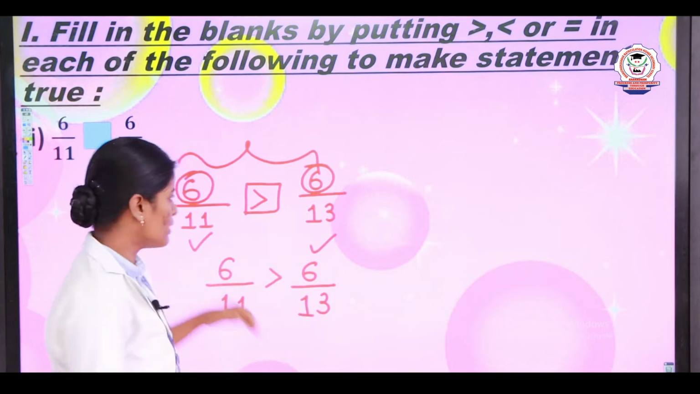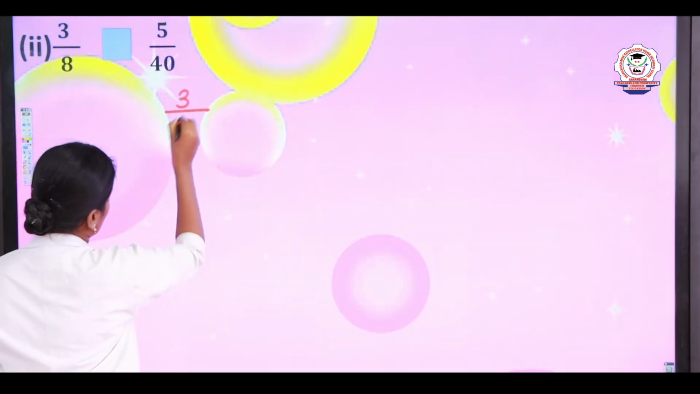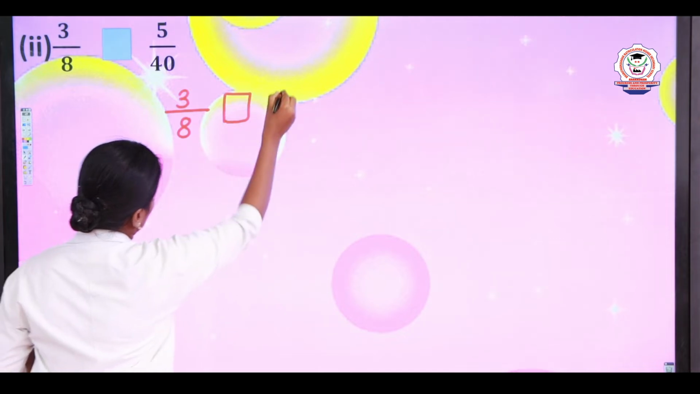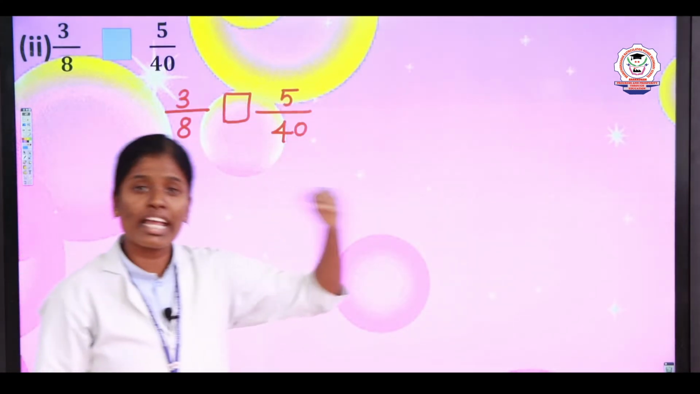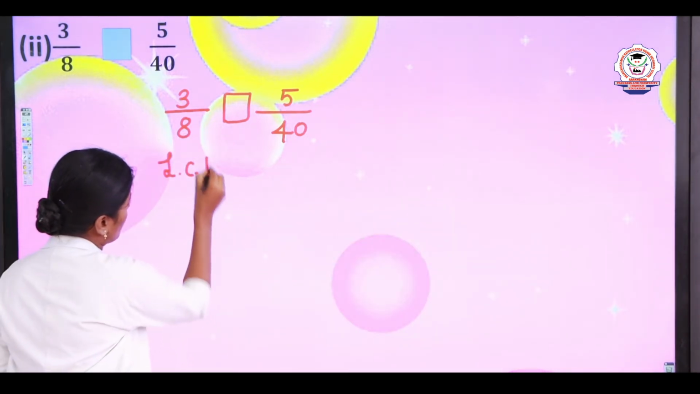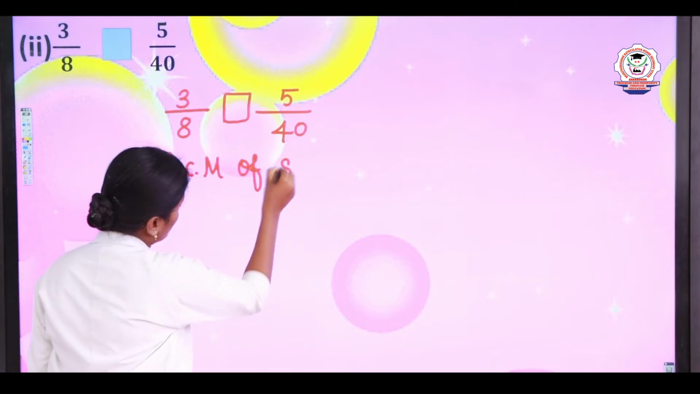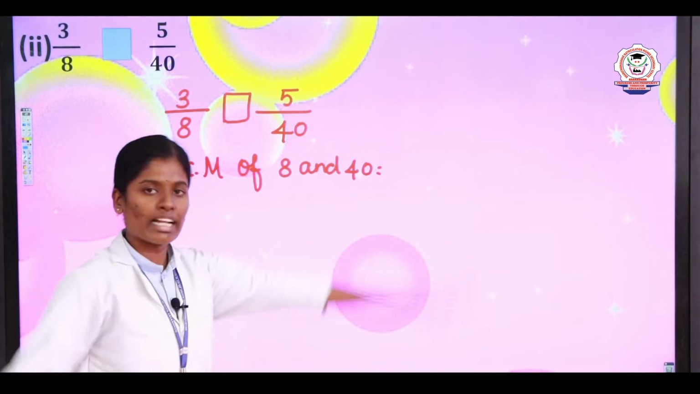Next we'll see another example. The next question is 3 by 8, 5 by 40. Here we have different numerator values and different denominator values. Now we are going to take the denominator values and take the LCM of 8 and 40. So here the denominator values are 8 and 40. So take the LCM of 8 and 40.